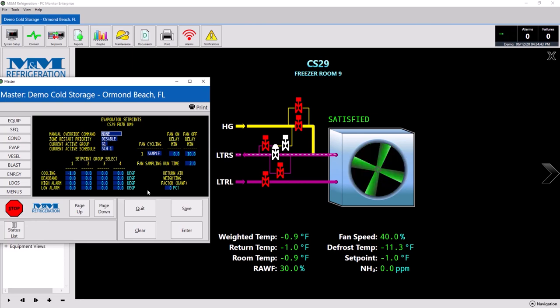Deciding which mode is right for each evaporator depends on many factors. The purpose of this controls tool is to keep the fans off as much as we possibly can. Taking advantage of fan cycling can significantly lower your energy bill.